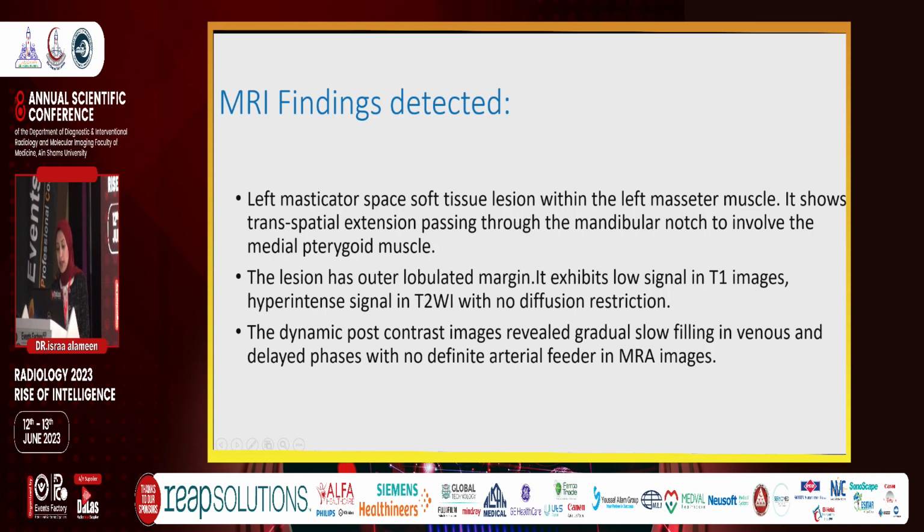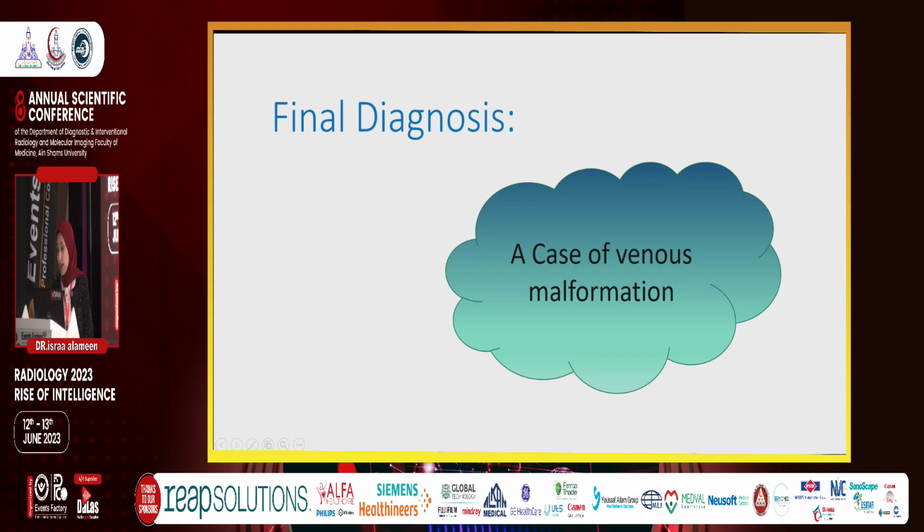We have seen in the dynamic contrast images that there was gradual slow filling in the venous and delayed phases with no arterial feeder in the MRA images. So, correlating this with the history of the patient of a facial swelling of progressive course, we can reach the diagnosis that this is a case of venous malformation.